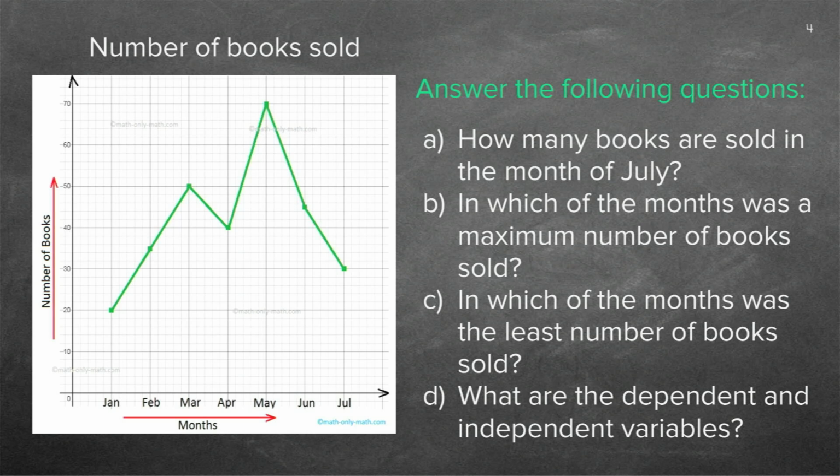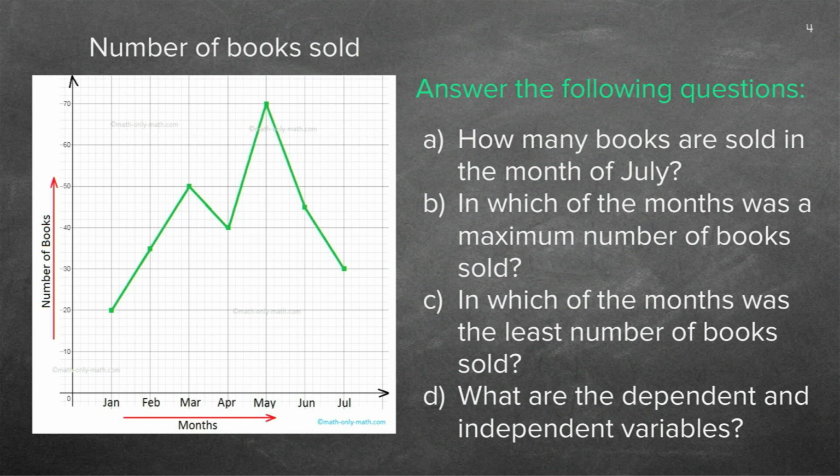Now this is telling us a story. What is it telling us? How many books are sold in the month of July? Correct. In the month of July, the number of books sold was 30. In which of the months was a maximum number of books sold? Maximum number of books was sold in May. In which of the months was the least number of books sold? Correct, that was in January, only 20.